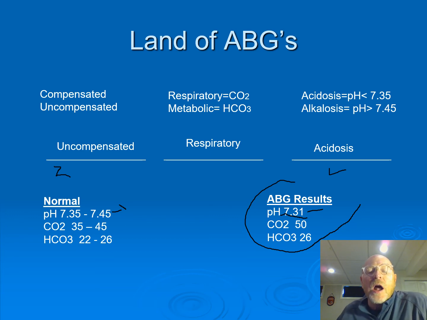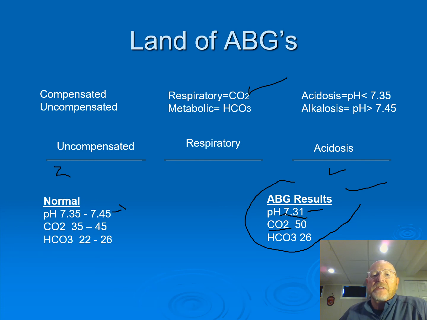Now we're just going to look, what's the cause? Is it a respiratory cause, in which case the CO2 will still be jacked up, or is it a metabolic cause where the bicarbonate is jacked up? When we look at these two, a CO2 of 50 is clearly outside the normal range, and you see that the bicarb is within the normal range. So CO2 is the problem, and our cause is respiratory, so that means our middle name is respiratory. What is this ABG interpretation? Uncompensated respiratory acidosis.